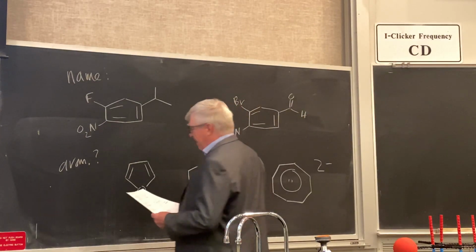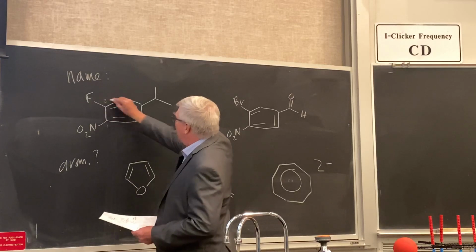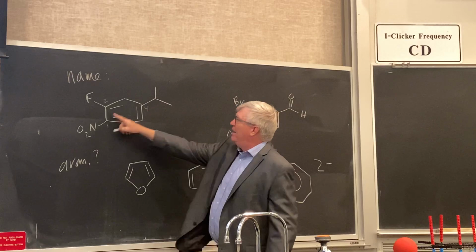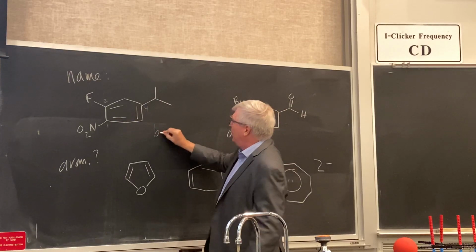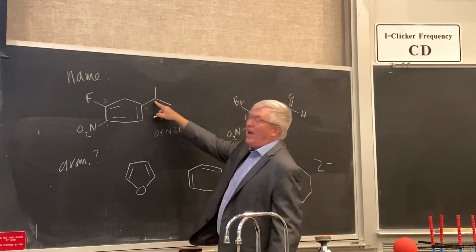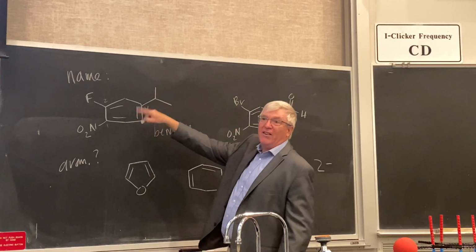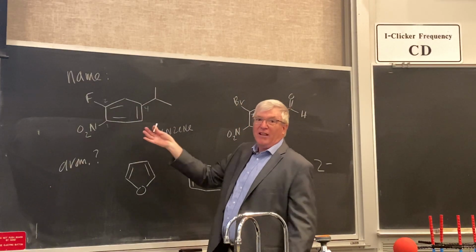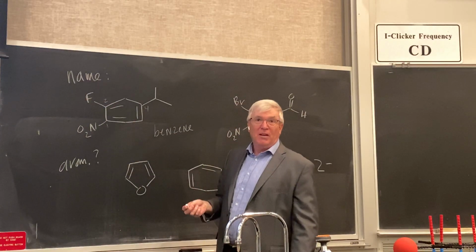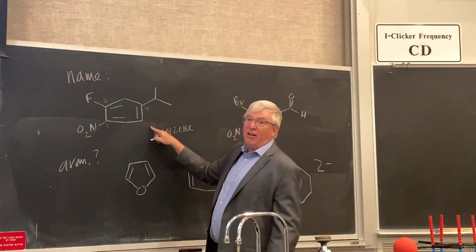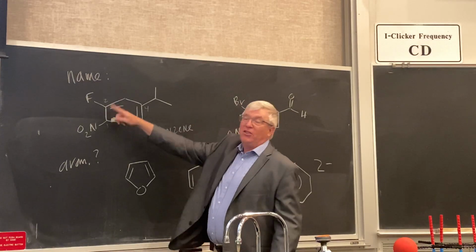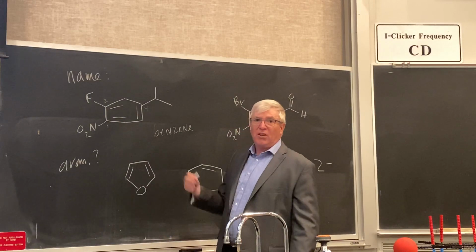We need to number it in such a way we get the lowest possible numbering. And the thing here is there's no new parent here. The parent for this name is benzene. It doesn't have one of those functional groups that mixes. There's no aldehyde here. If there was an aldehyde there or somewhere, we'd call it benzaldehyde, right? If there was a methoxy group, we'd call it what? Anisole. If there's a carboxylic acid, we call it benzoic acid. But if there's none of those, if it's just alkyl, nitro, or halo, we just call it benzene.